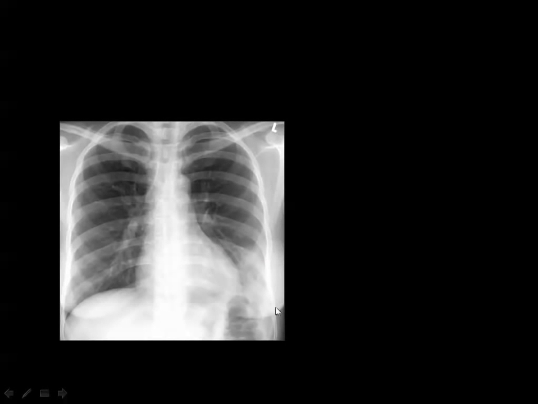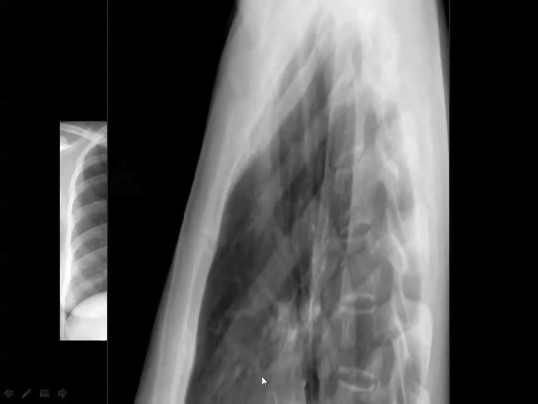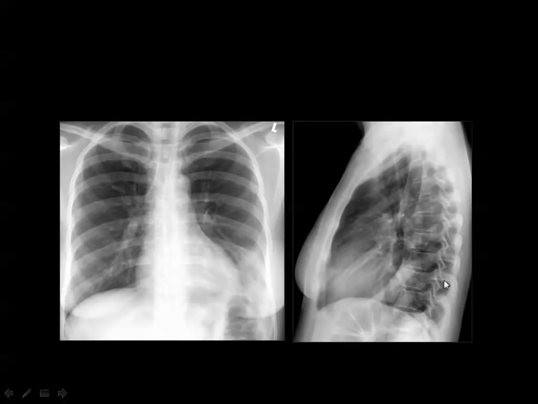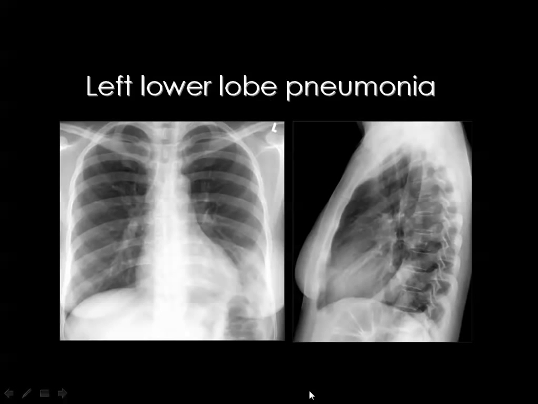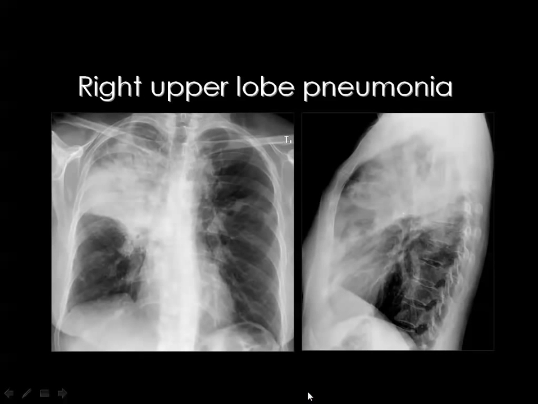And this is a lesion in the left lung base, and by the silhouette sign you are sure that this lesion is in the lower lobe, posteriorly located. And this has been confirmed by the lateral view, and you see the lesion is posteriorly located, and this is pneumonia of the lower lobe. Then this is pneumonia of the right upper lobe, a patchy lesion with air bronchogram inside, and this is diagnostic of pneumonia.